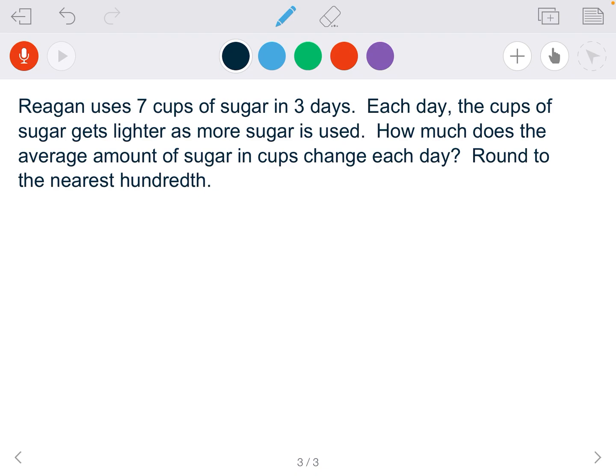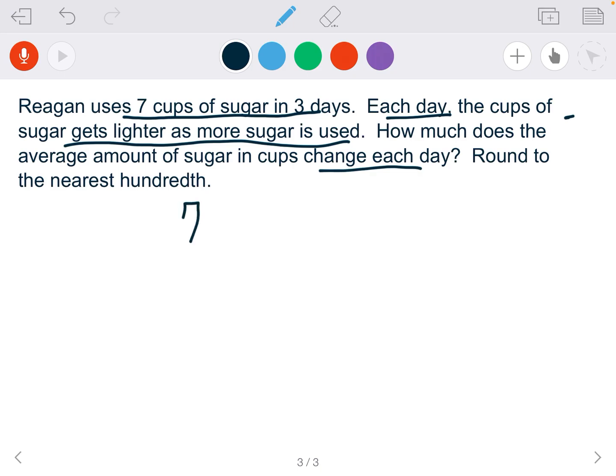I'm going to go ahead and do the last example that I'm going to give you in this same video. So Reagan uses 7 cups of sugar in 3 days. Each day the cups of sugar gets lighter as more sugar is used. So if it's getting lighter, it's a negative. It's decreasing. If I'm losing weight, I'm getting a decrease in weight. So it's going to be a negative. How much does the average amount of sugar in cups change each day? Round to the nearest hundredth.